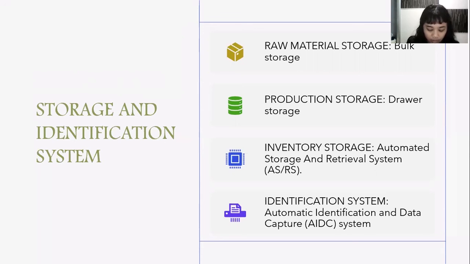ASRS will improve storage density because it is a computer-controlled system. ASRS is used for placing and retrieving loads from defined storage locations. For the identification system, we'll be using the automatic identification and data capture, AIDC, system. AIDC automatically identifies objects, collects data, and enters data into the computer without human involvement. This will be important to keep our inventory and logistics in good order.